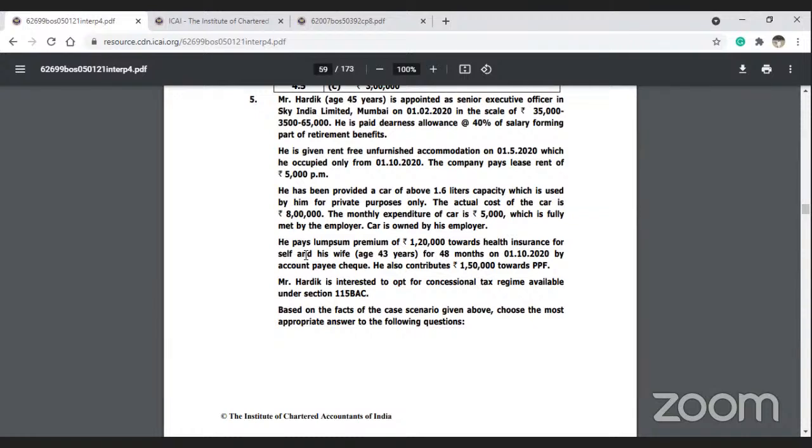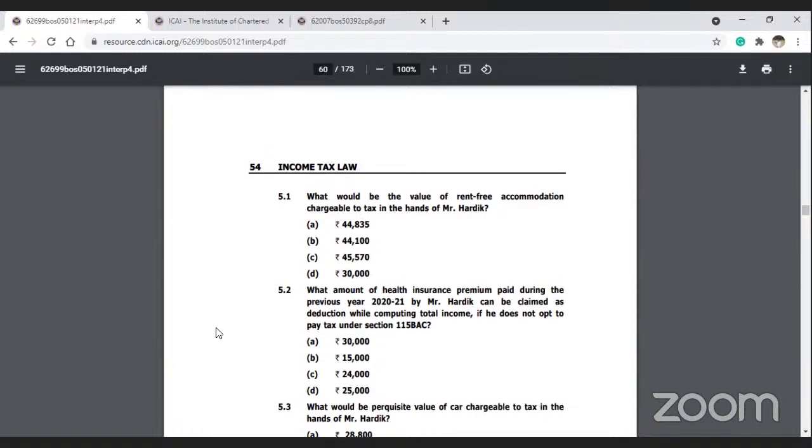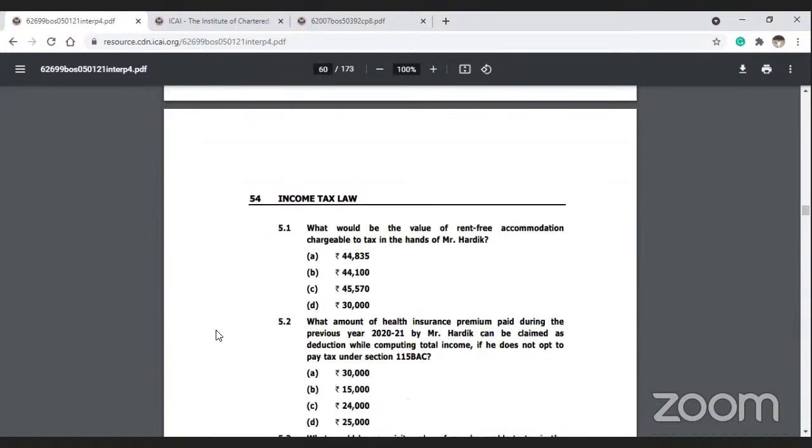Why will you add 24,000? It will be taxable if it is not exempted under section 80D. 24,000 minus 24,000. That is a deduction. Check question number 5.2. What have they asked? The amount of health insurance premium paid during the previous year by Mr. Hardy can be claimed as a deduction. That is 24,000. Salary income will not include it, so we can't claim it there.